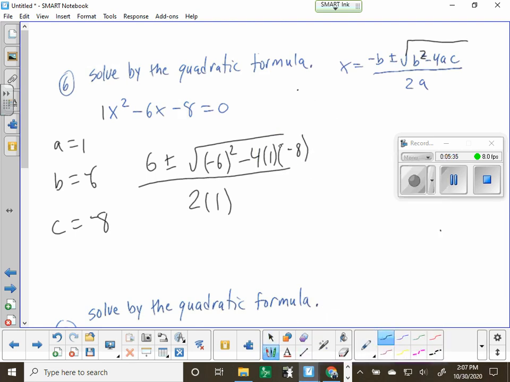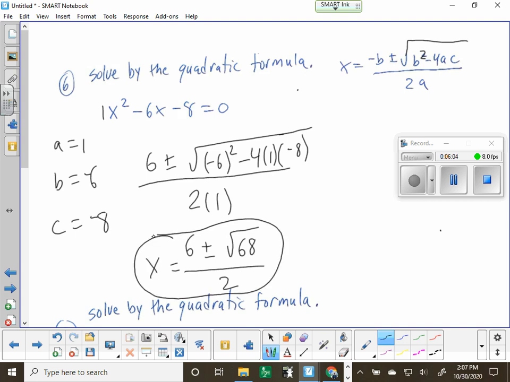So this is positive 36 and then positive 32, because the negative times the negative is that. So 36 and 32 make 68. So the answer is 6 plus or minus the square root of 68 over 2. Okay, now, what I've always done is split this up: square root of 4, square root of 17. 4 times 17 is 68.